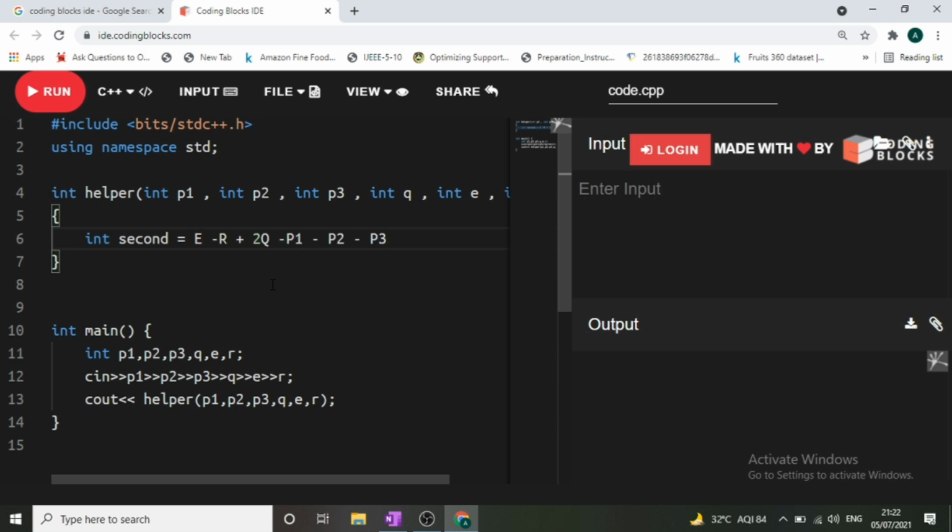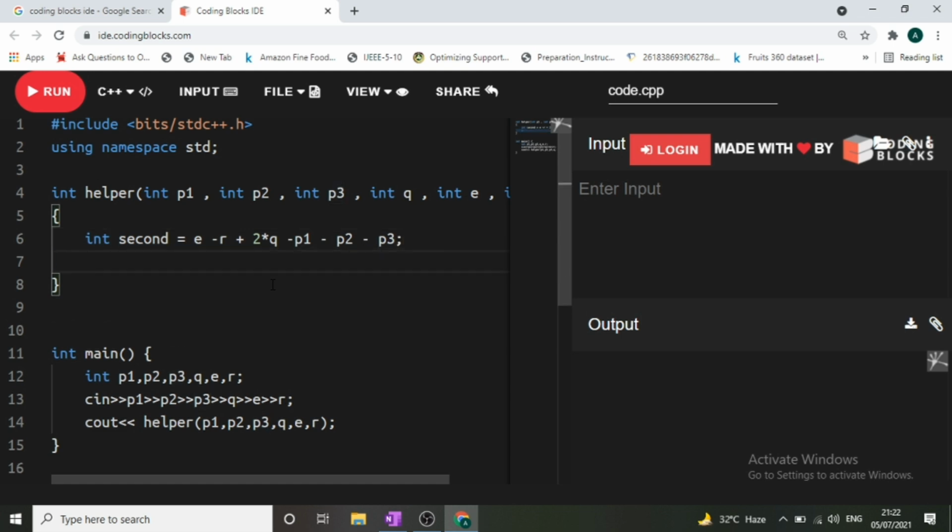This is the equation, that is e minus r. Let me write it in small letters because I have passed all the parameters as small. So 2 into q minus p1, then minus p2, then minus p3. So this second variable stores the answer of the second question. Now we have to find the value of x that we have seen. So how will we find the value of x? That will be second divided by 3. So I hope this is clear to you.